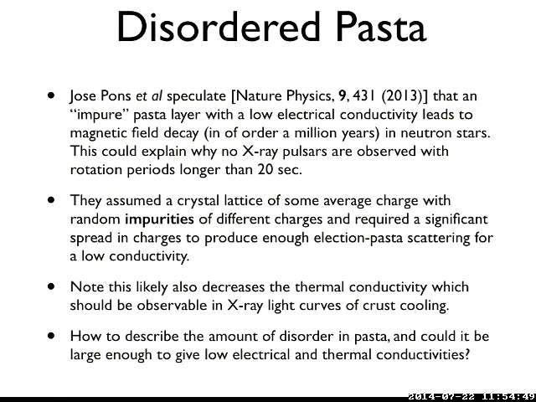A couple of things to say. One is that if the electron mean free path is low here, it likely could also decrease the thermal conductivity of the crust. And so that may be observable in X-ray light curves when you accrete for a while, heat the crust, and then you can watch the crust cool. Okay, how do you describe possible amounts of disorder in pasta? And could it be large enough to give these low electrical and/or thermal conductivities?